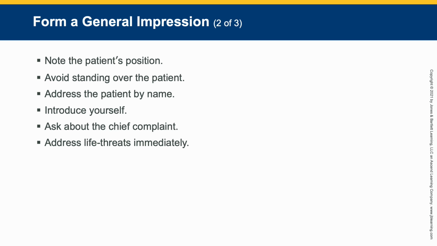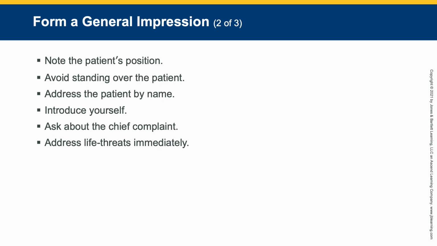Now, as you get closer, refine your impression by, again, noting the patient's position, any obvious injuries or conditions, right? Is the patient lying still or are they moving? Are they guarding a specific area of their body? Are they responsive when you actually enter the room, or do they seem unaware of your presence? So you want to avoid towering over the patient. Instead, approach calmly and at eye level if possible.